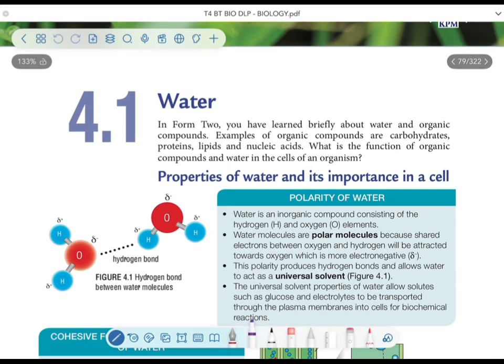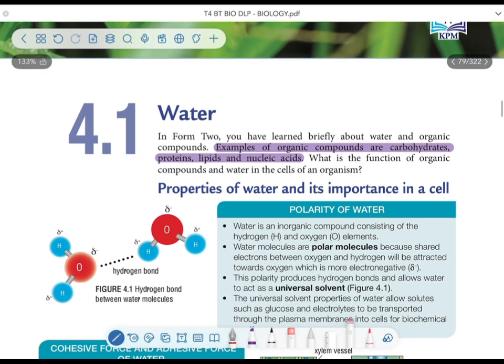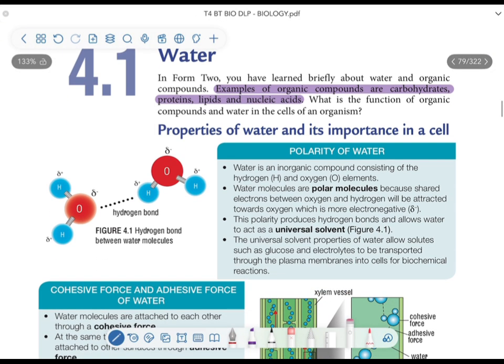So first of all, the examples of the organic compounds are carbohydrates, protein, lipids, and nucleic acids. And the reason why they are known as organic compounds, I will review later. So first of all, this is the topic about water. All we need to know about water is the properties of water and its importance in the cell. So let's get started with the first point, which is the polarity of water.